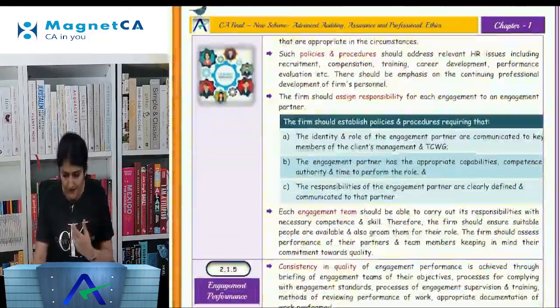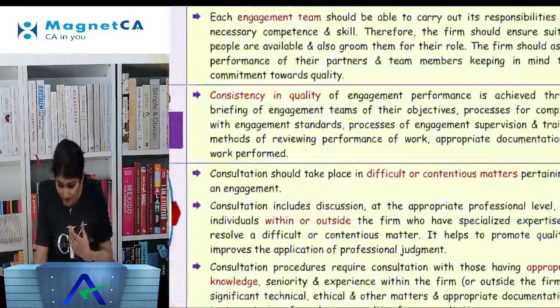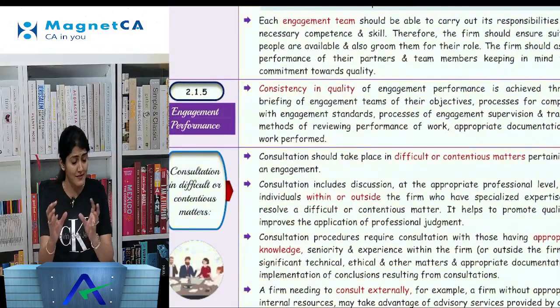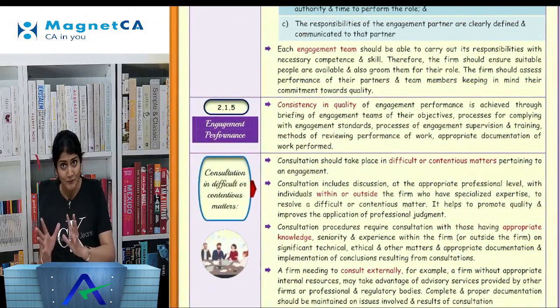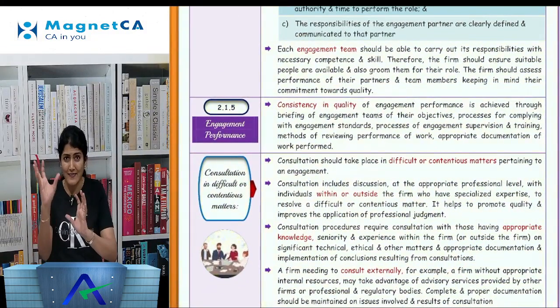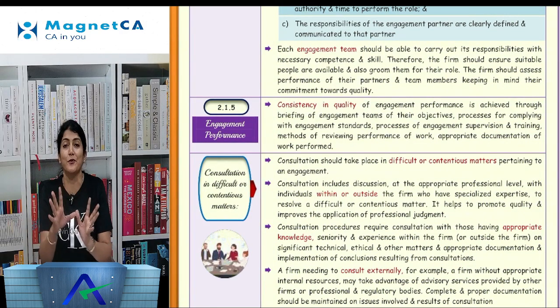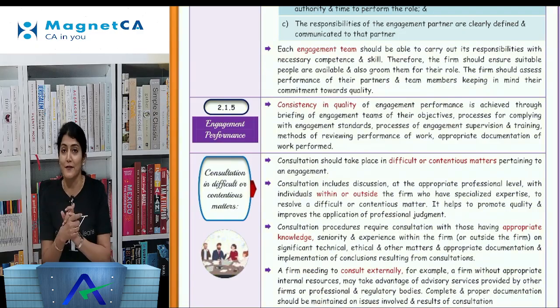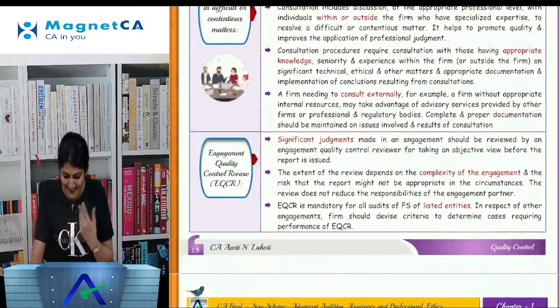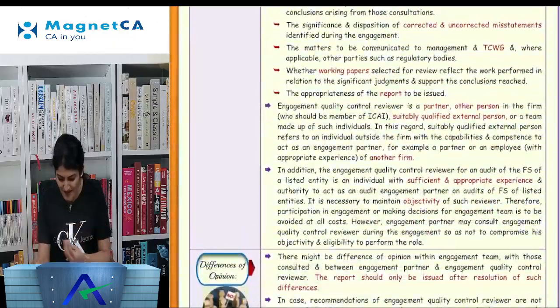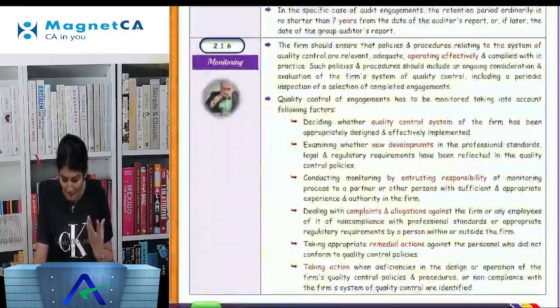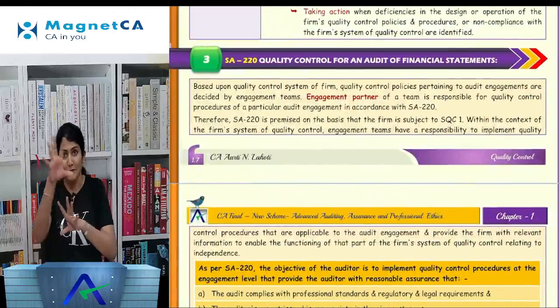Then after the discussion of the SQC, you see the important words have been marked in red color. So I told you, you read the headings and only the red, and it works as revision for you. So there is no need for you to use your highlighter. I've already colored it for you, kind of pampering you. So difficult contentious matters, EQCR, differences of opinion, monitoring. Then that completes SQC 1.